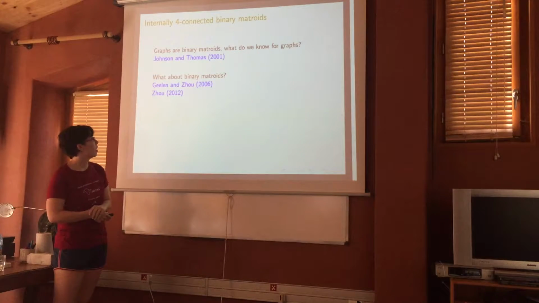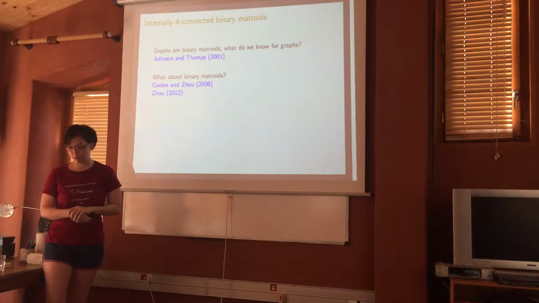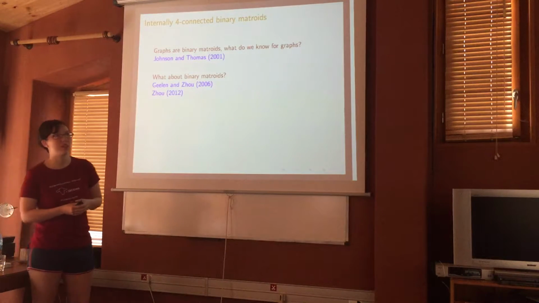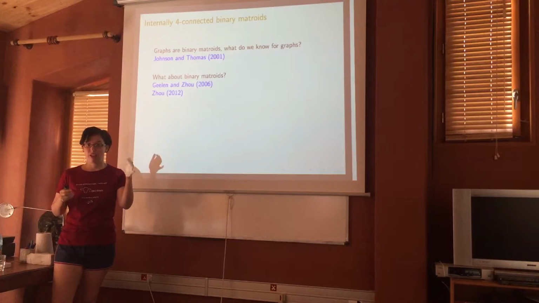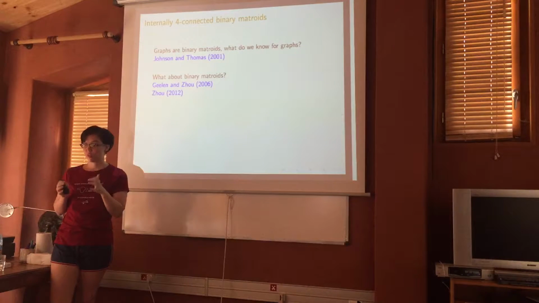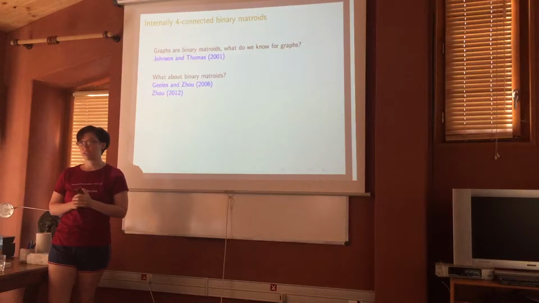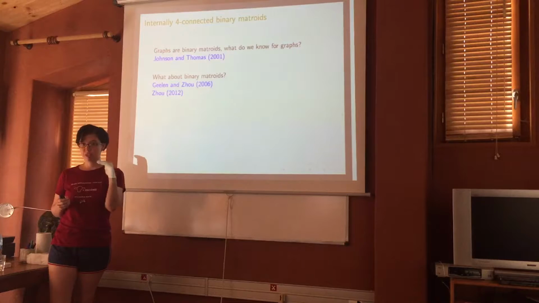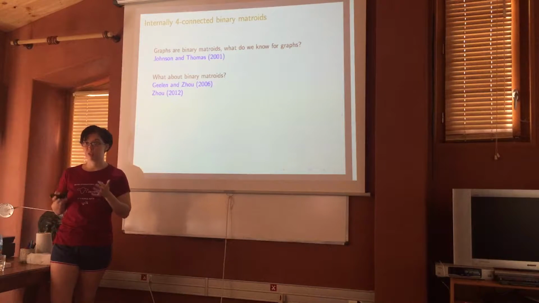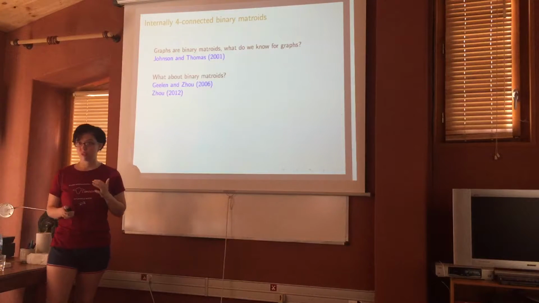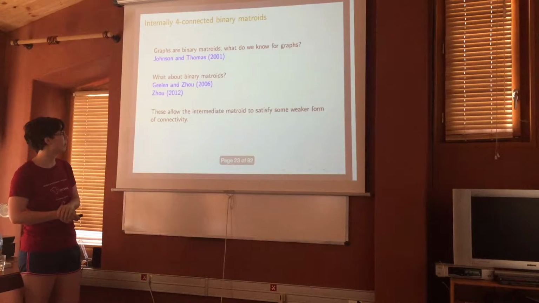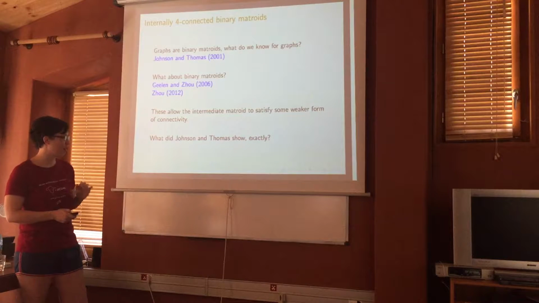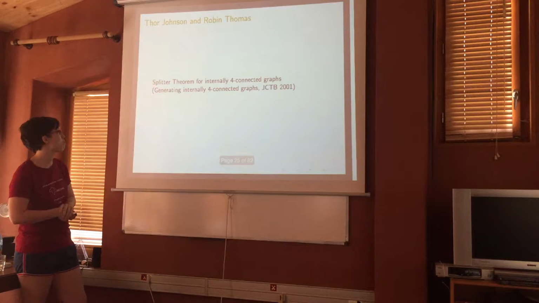Gillen and Joe in 2006, and Joe with another paper in 2012 talked about the internally 4 connected case for binary matroids, but they found an intermediate matroid that had a weaker form of connectivity. So they didn't find an intermediate matroid that kept a minor and kept internal 4 connectivity. So that's what we're looking for. So what did Johnson and Thomas show exactly?